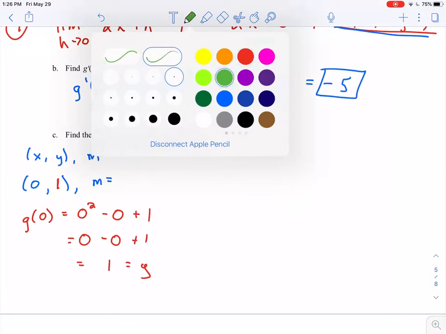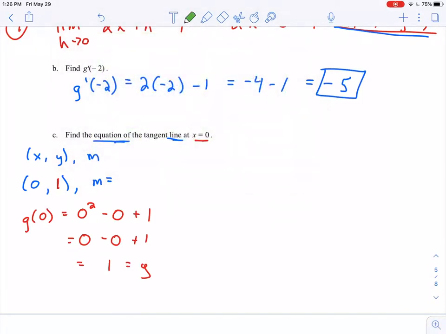So now we're going to come back and talk about the tangent line. Now is when I want the slope, but I don't just want any slope, I want the slope of the tangent line right here. So what tells us the slope of the tangent line? How can I find that? Well, we said earlier, we can find that by using our derivative, g prime of x.